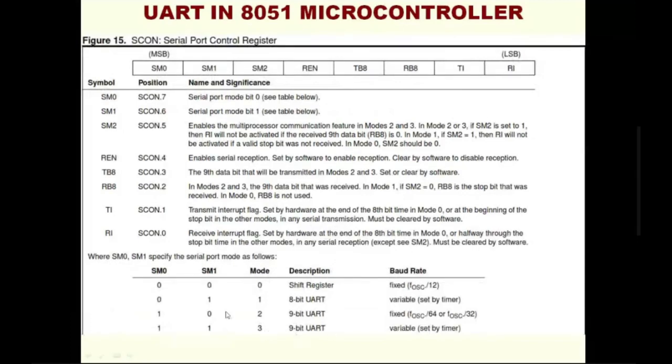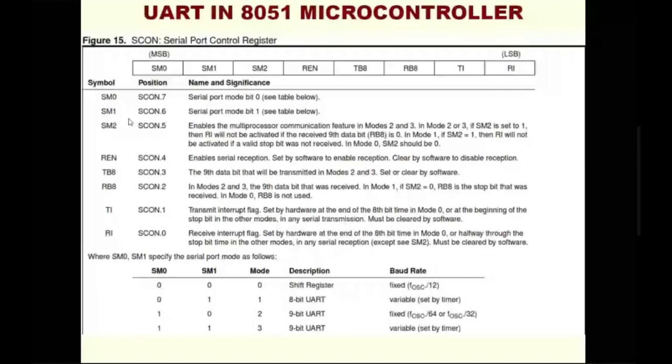Mode 3 is also 9-bit UART. SM0 and SM1 are the 2 most significant bits, which select in which mode we are going to operate the serial port. SM2 is for multiprocessor communication. Right now we are only doing communication between 2 processors. Whenever we are interested in networking, we need to use the SM2 bit. So SM0 and SM1 are the 2 mode bits.